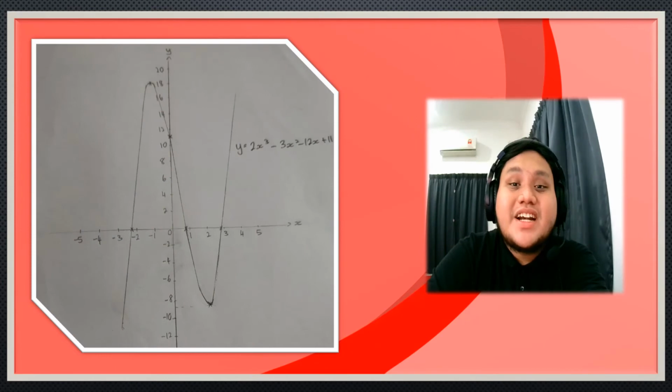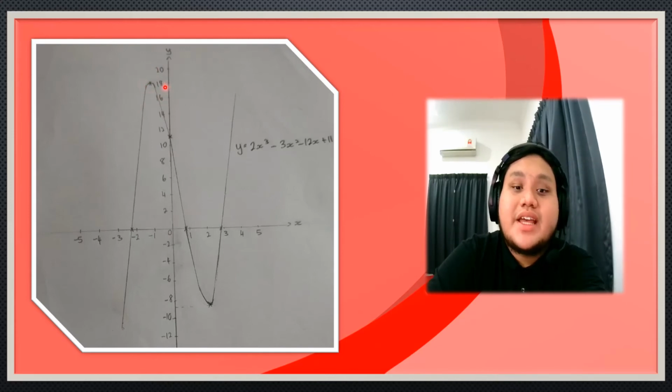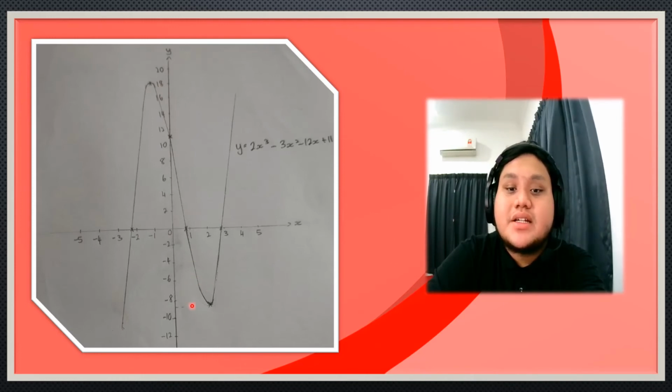For the sketch graph question, as you can see, the maximum point is up there, which is negative 1 and 18. And the minimum point is down there, 2 and negative 9. So, that's all for my part. Thank you.